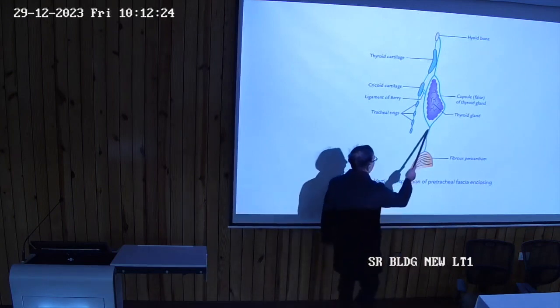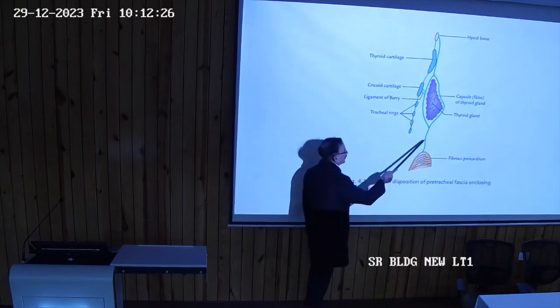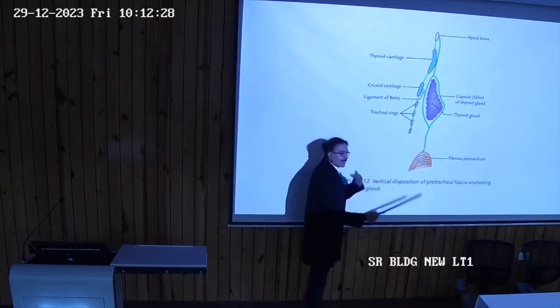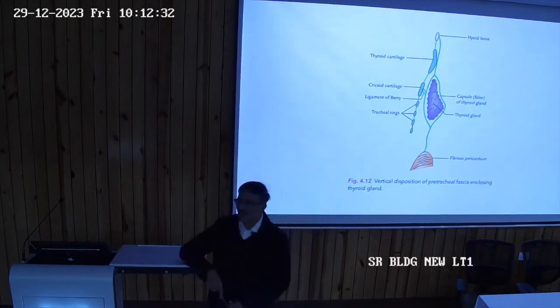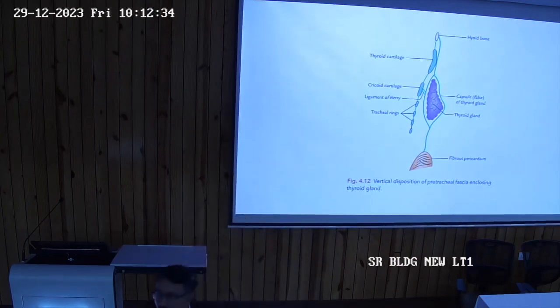Below, if you look, it goes down into the thorax. From the neck it goes down into the thorax. And it is attaching to the fibrous pericardium. Pericardium is the covering of the heart. So the covering around it, the fibrous pericardium, the pretracheal fascia attaches to it inferiorly in the thorax.